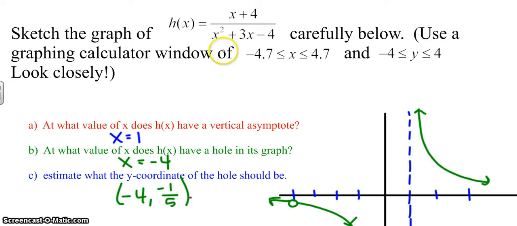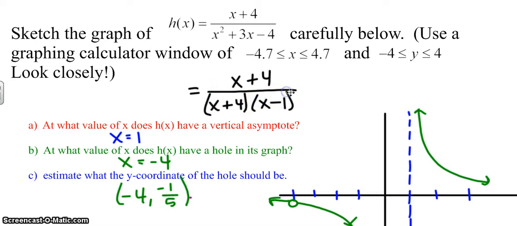Now, if we think about this analytically, and I take h of x and factor it, I get x plus 4 over (x plus 4)(x minus 1). So there is a hole at x equals -4 because that factor cancels out. When you cancel that in the numerator, you just get a 1. Then, to figure out the y-coordinate, I take -4 and plug it back in for x. 1 over -4 minus 1 gives me negative 1 over 5. Then, to find the vertical asymptote, after we've canceled out the hole, this x minus 1 is causing a discontinuity in our graph. There's a domain problem there, and that causes our vertical asymptote.